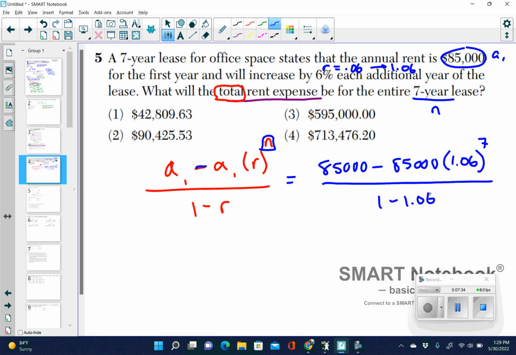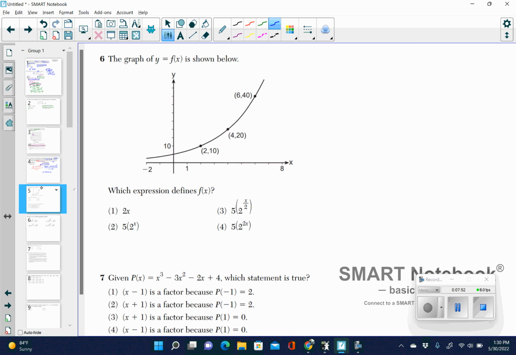So I'm going to take all of this, plug it into my calculator, and you should do this yourself. You're going to get $713,476.20, which is choice number 4, okay? But again, like I said, actually plug it into the calculator yourself, all right?